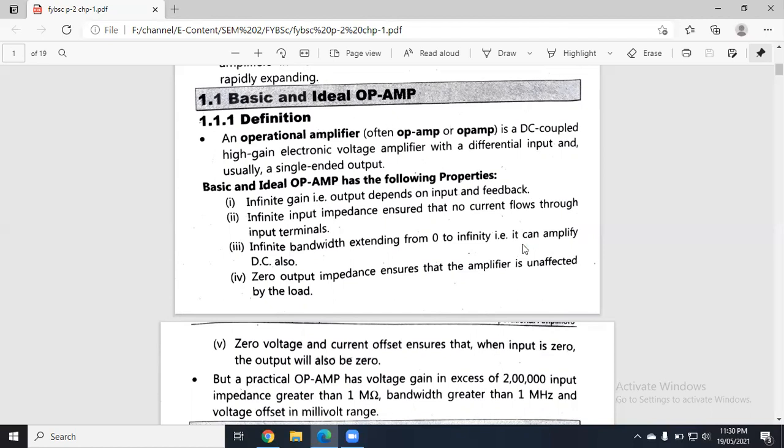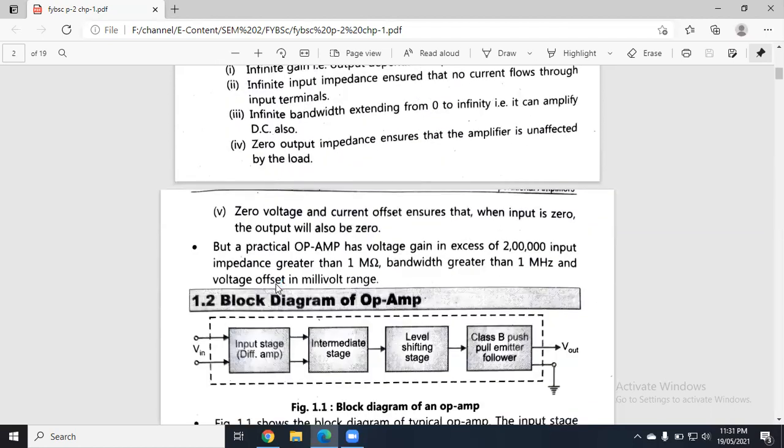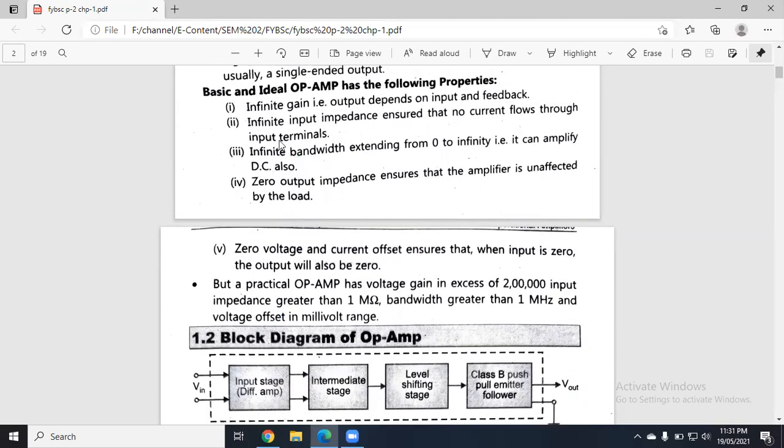After that, the second property is infinite input impedance. So we have the first thing as infinite gain, second infinite input impedance, third infinite bandwidth, fourth zero output impedance. Input impedance was infinite, but output impedance is zero. After that, zero voltage and current offset. What else do we have? The first three are infinite gain, infinite input impedance, infinite bandwidth. Next we have zero output impedance and zero voltage and current offset.